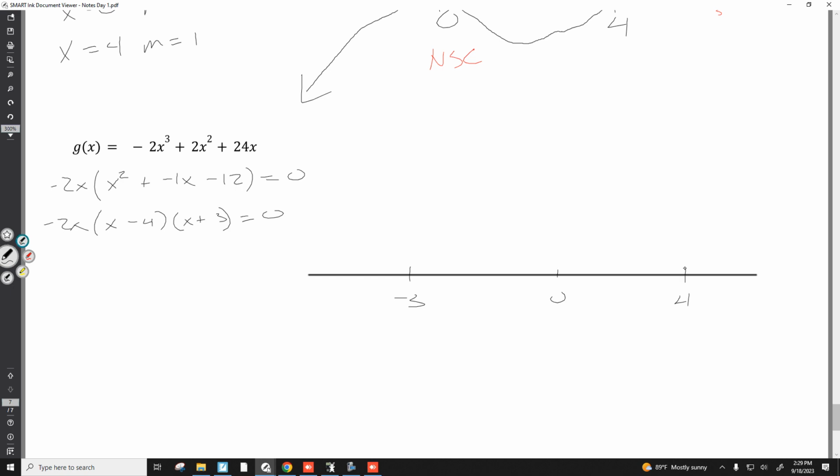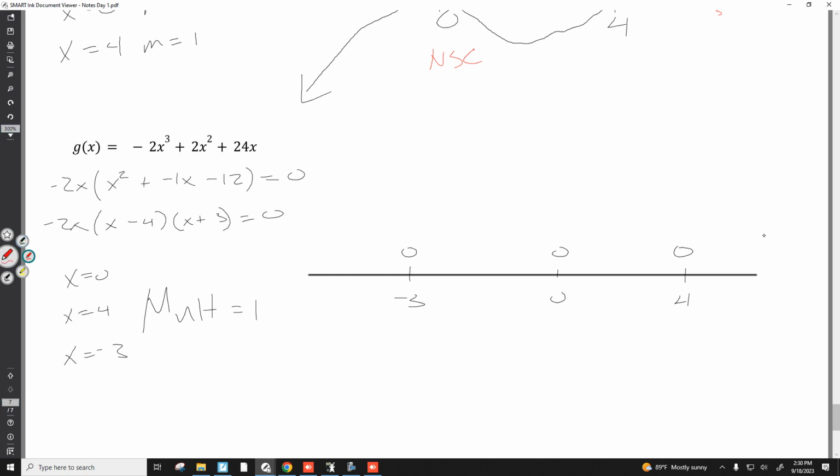Four and 3. All of these multiplicities are 1, which means they are all changing signs. We are not talking about multiplicities of 3 yet. We'll talk about that next class and how we change signs.